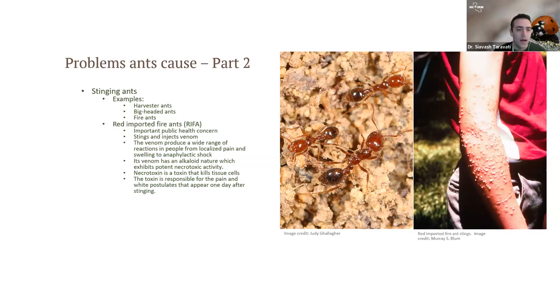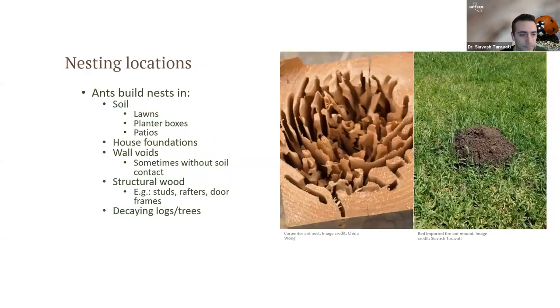Anyhow, many ants can sting. Harvester ants can sting, and that's actually very painful. Big-headed ants, and of course, the red imported fire ants and southern fire ants and many other fire ants, can sting. And it can be really problematic for school children because they're usually on the ground, either sitting, or they fall down a lot. And if they hit a mound, then it could be a big problem.